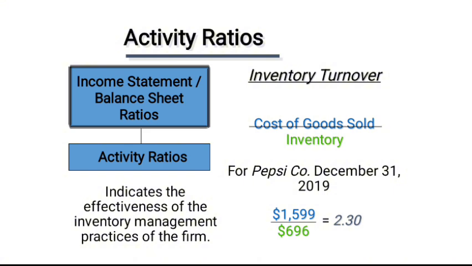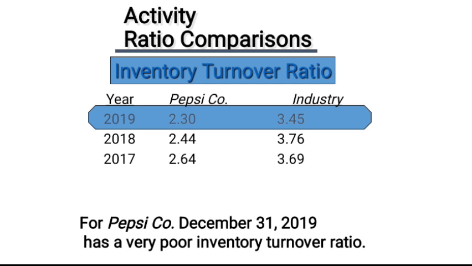So to get inventory turnover data, we divide cost of goods sold, which we get from the income statement where we call it CGS, cost of goods sold. How much was the cost of goods sold till December 2019 for Pepsi Cola? We get that figure and divide it by inventory, how much inventory was available. So cost of goods sold was $1599, inventory was 696, so we get 2.30. Let us have a comparative analysis of it.